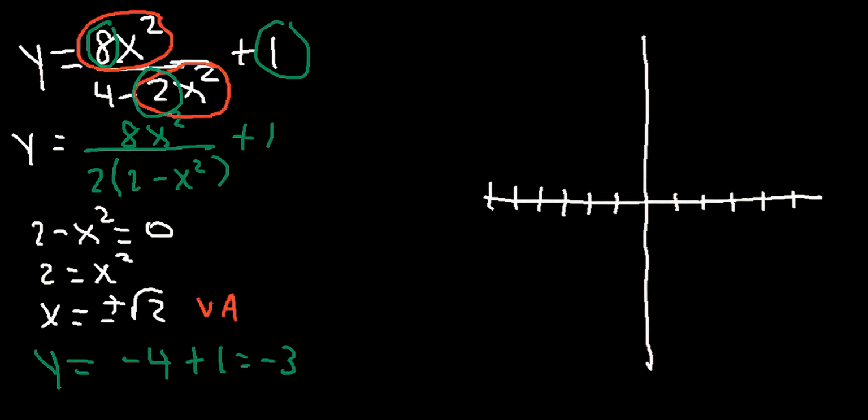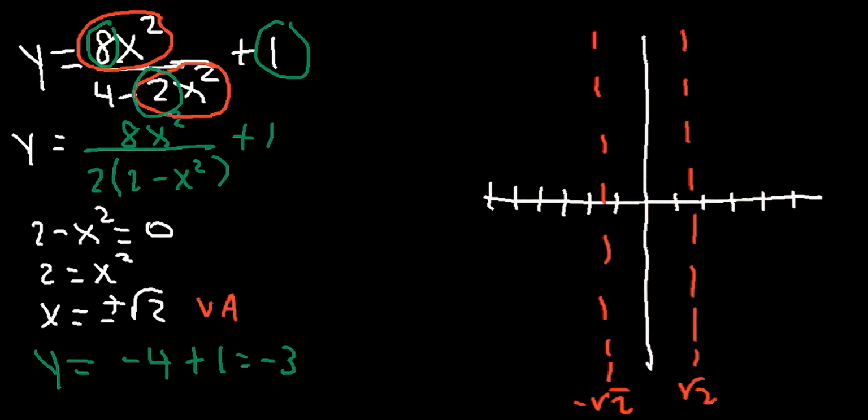The square root of 2 is about 1.4. So the vertical asymptote is somewhere between 1 and 2. And we have another one at negative 1.4. And the horizontal asymptote is at negative 3.